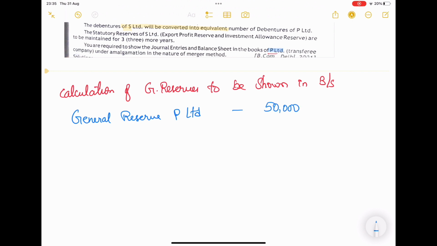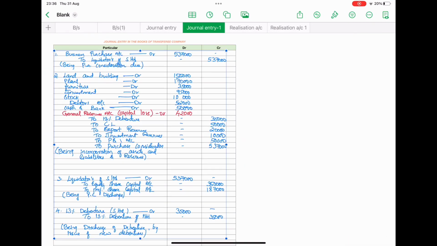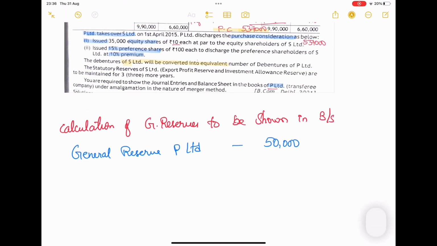The value which I have in calculating the assets and liabilities taken over, at that time I have sustained the capital loss. I'll show here. In the journal entry, I have sustained capital loss, isn't it? That one will be transferred to P Limited's general reserve. So less capital loss transferred to general reserve. So how much have we transferred?